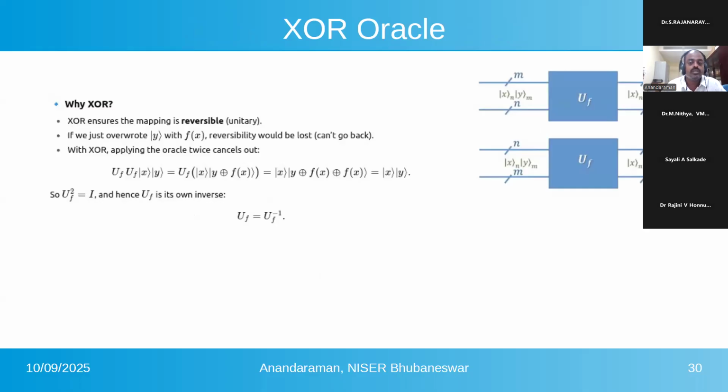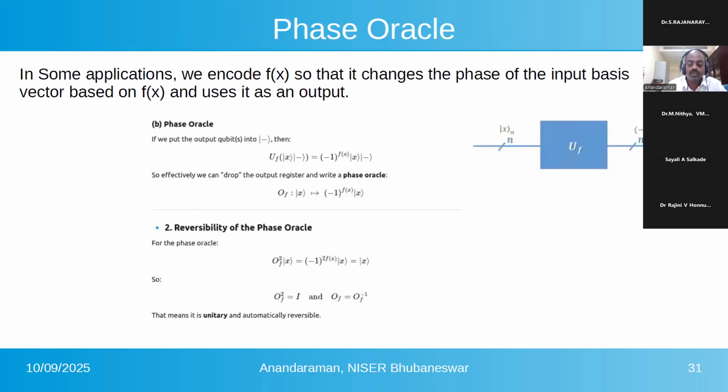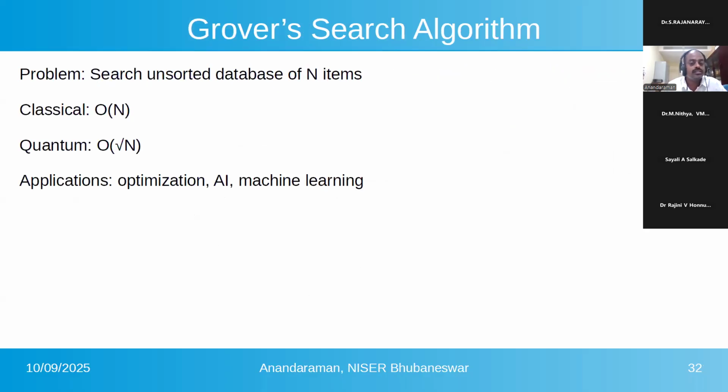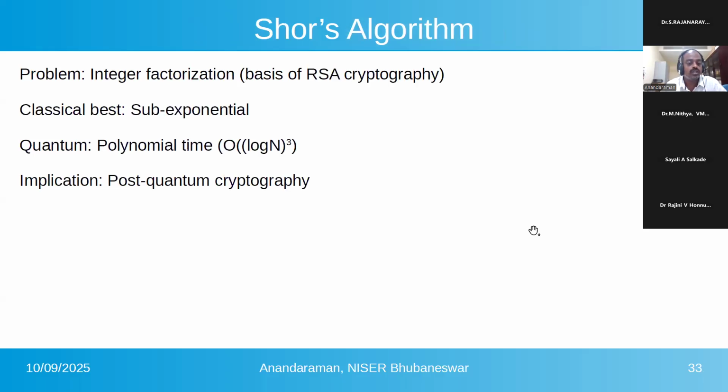So same, I am explaining in different language. That's it. So two types of oracle, XOR based oracle and phase oracle. Okay, there are other algorithms, Grover search algorithm. It gives actually quadratic time speed up. Okay, it can be used in machine learning and AI. And Shor's algorithm, this is actually used to break the cryptography, RSA algorithm, that is prime factorization.